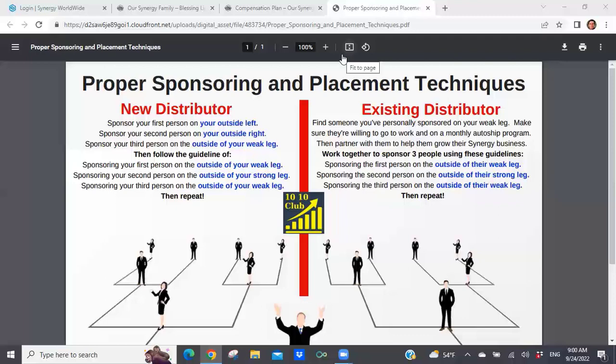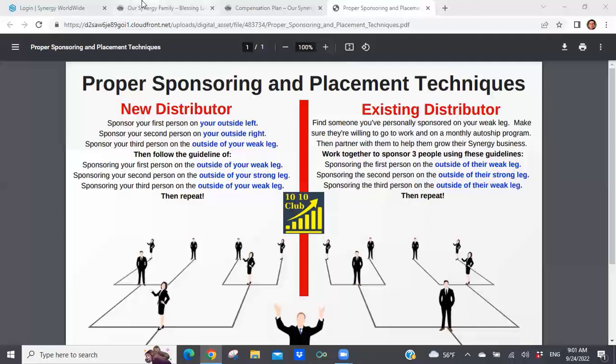But before we start looking at the proper sponsoring and placement techniques, I think it's important to understand why this is so important. The reason is that a lot of your compensation when it comes to distributors that you earn, basic commissions and mega matches, really depends upon how well you do in both sponsoring, bringing people into your Synergy organization, and properly placing them in your organization so that you can maximize the Synergy compensation plan.